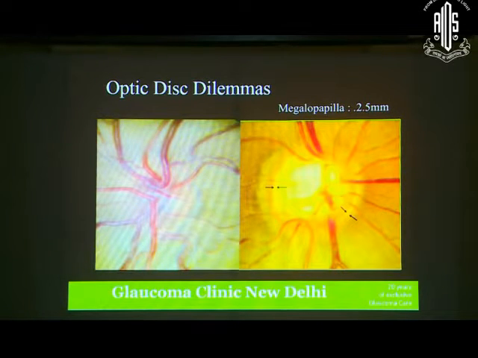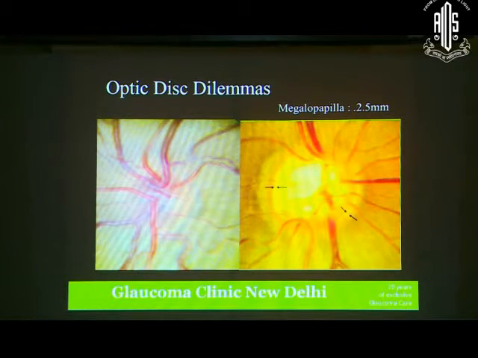So small size optic nerves can be associated with optic nerve hypoplasia, and the commonest variety that I have picked up in my practice is only the superior one. I'm sure I must have missed some other varieties, but that's what I picked up. Now, amongst large size optic discs, anything larger than 2.5 is megalopapillae.